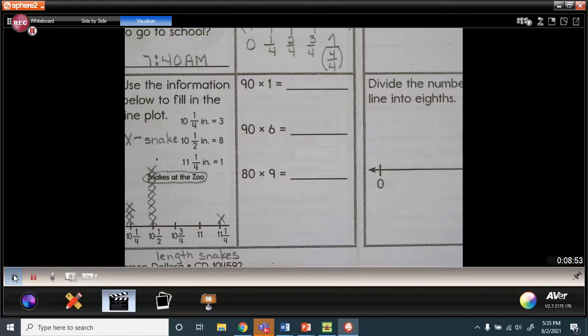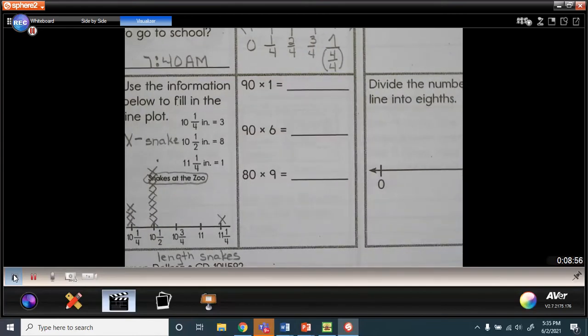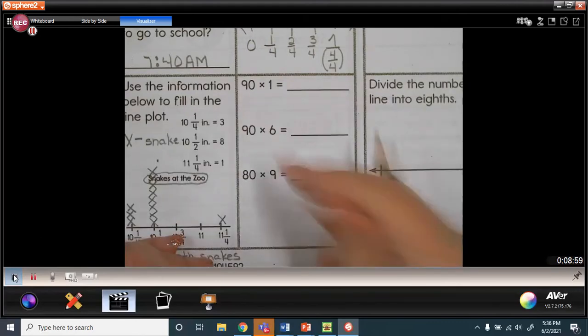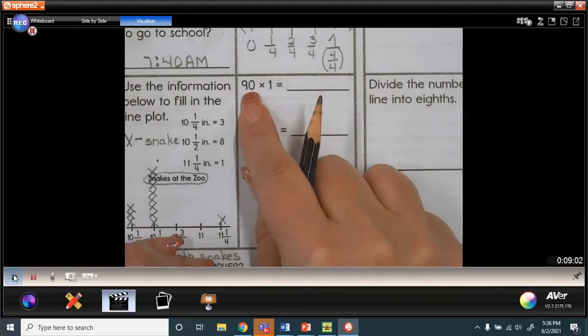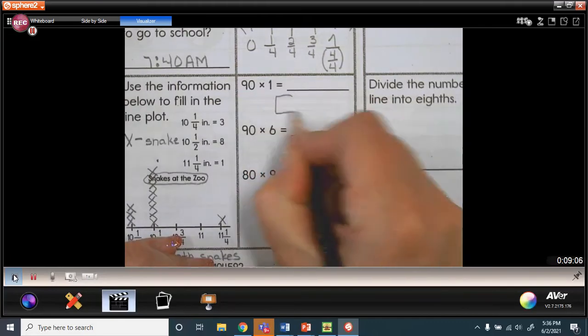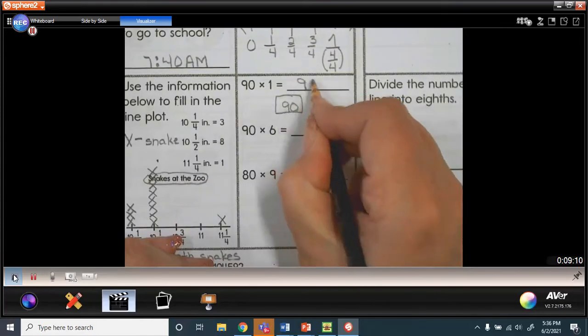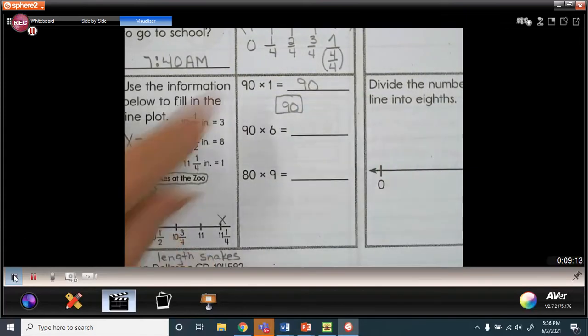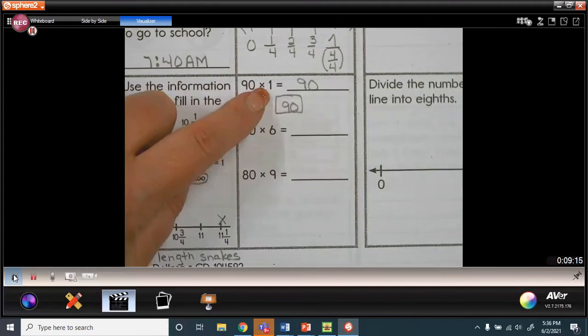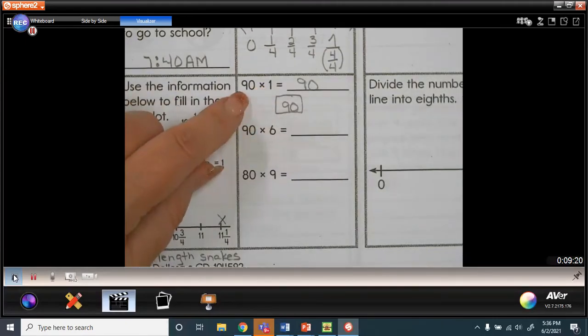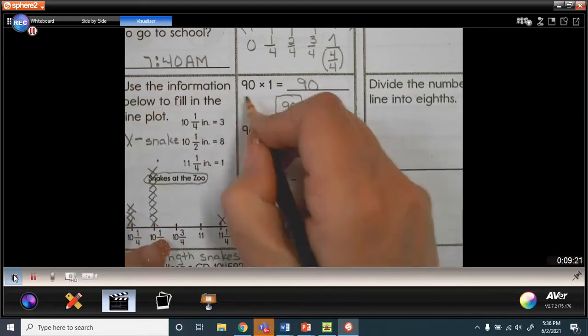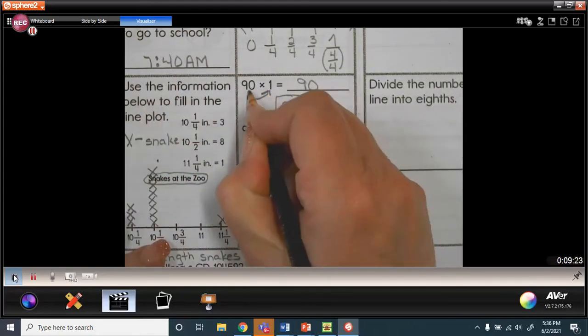Our next set of equations has to do with using what we know about multiples of 10. In this case, we have one group of 90. One group of 90 would be how many objects? Well, of course, 90, right? And that's why we know that any time we multiply by 1, we have one group of that certain number of objects, right? And remember, these can always be switched.